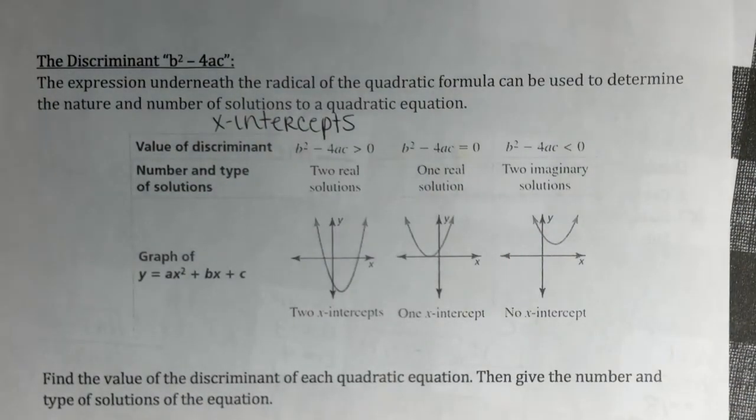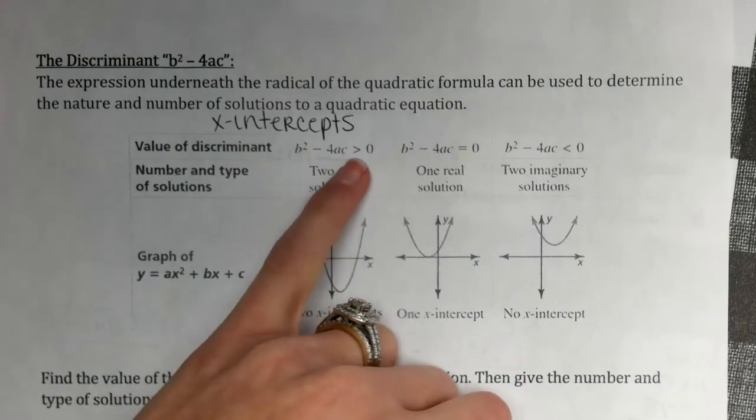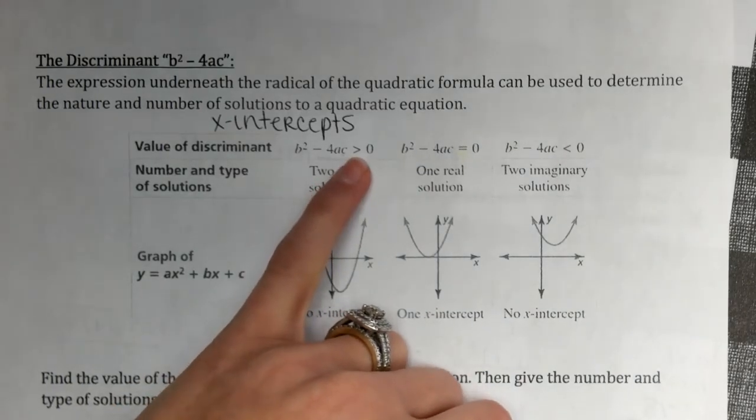This is why I didn't want you getting confused with writing a DS for double solution a second ago, but then looking at what really happens with your x-intercepts here, okay? So the value of your discriminant, all we're looking at is the b squared minus 4ac. If it is greater than 0, so that means what type of number?